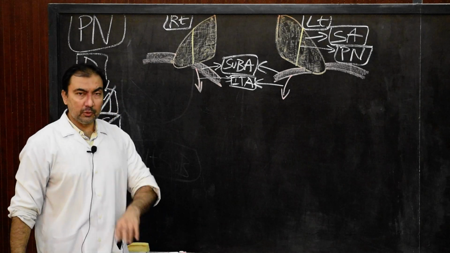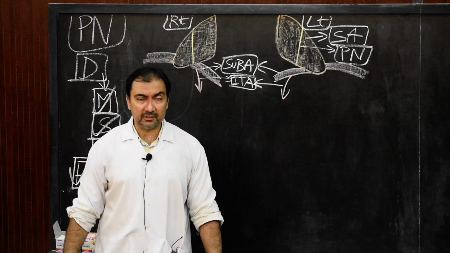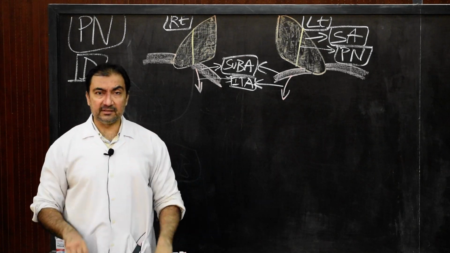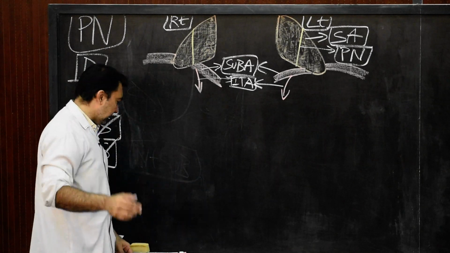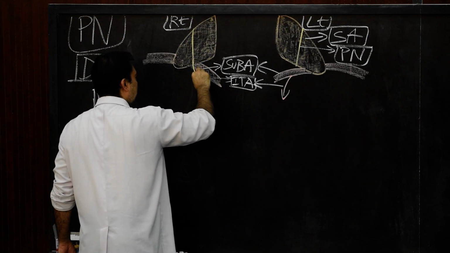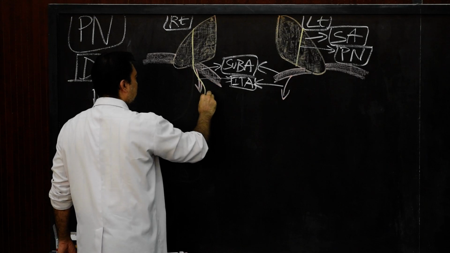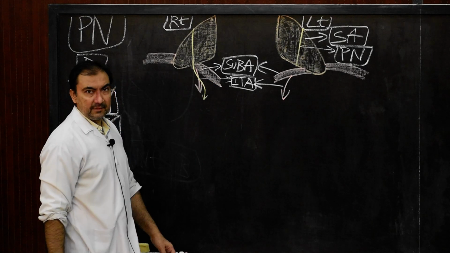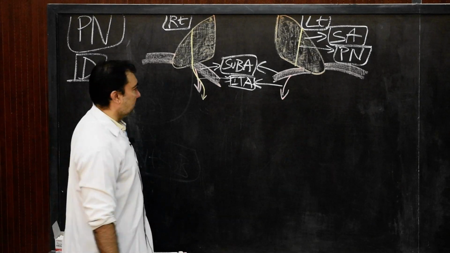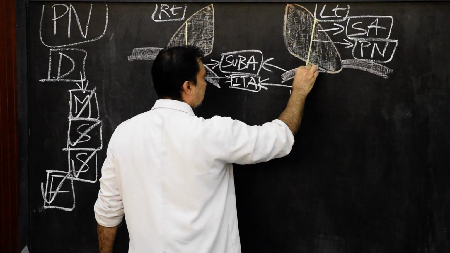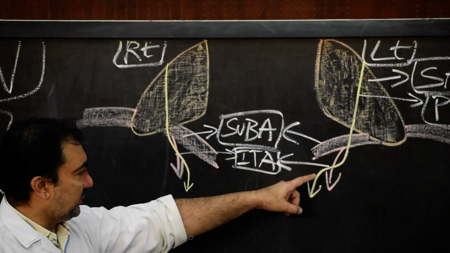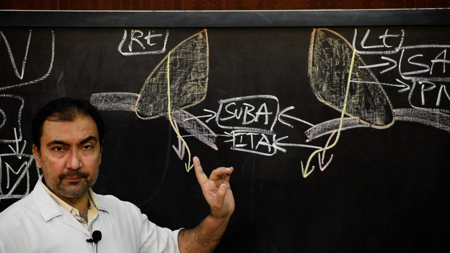Now the phrenic nerve, on both sides, right and left, will cross the internal thoracic artery from lateral to medial, from its front, from its anterior. So here it is going to cross from lateral to medial in this way. Here also it will cross from lateral to medial from its front. This relation is very important.